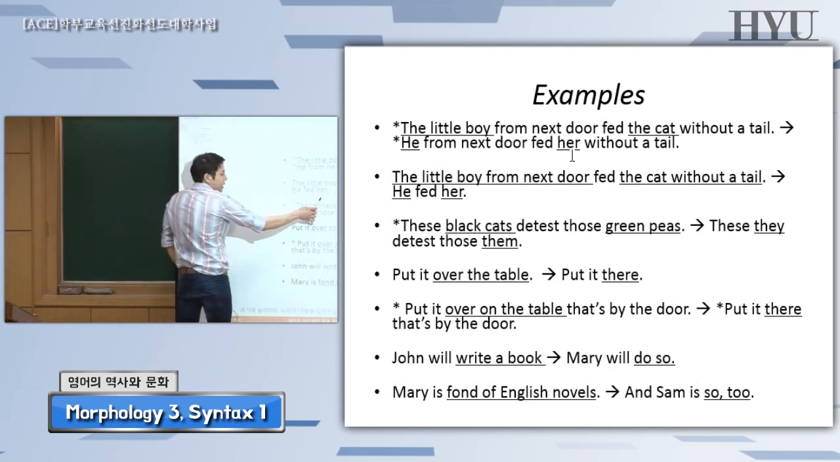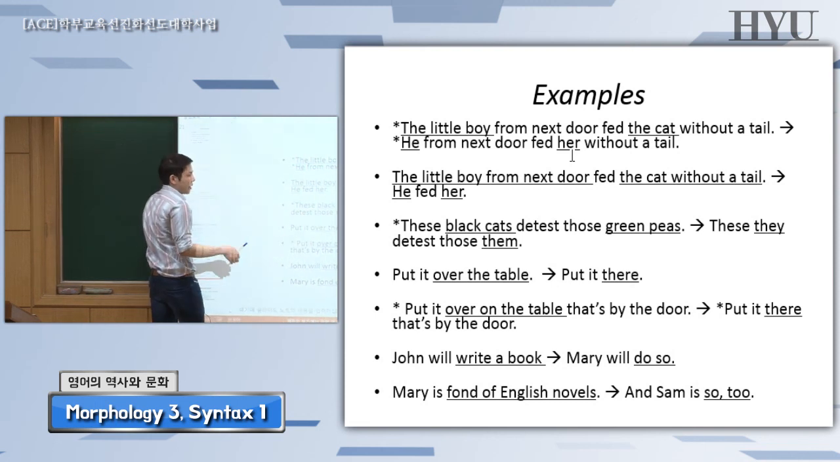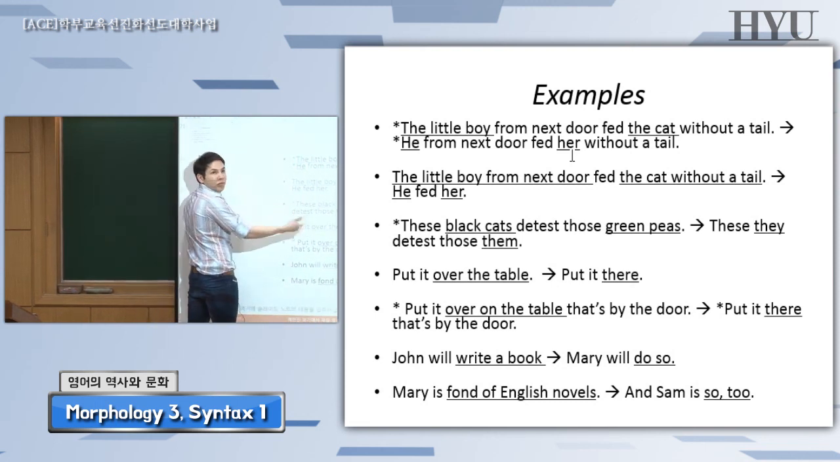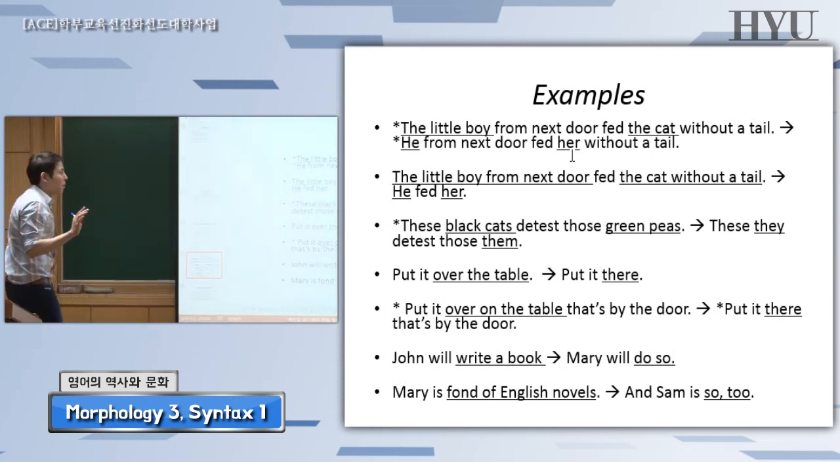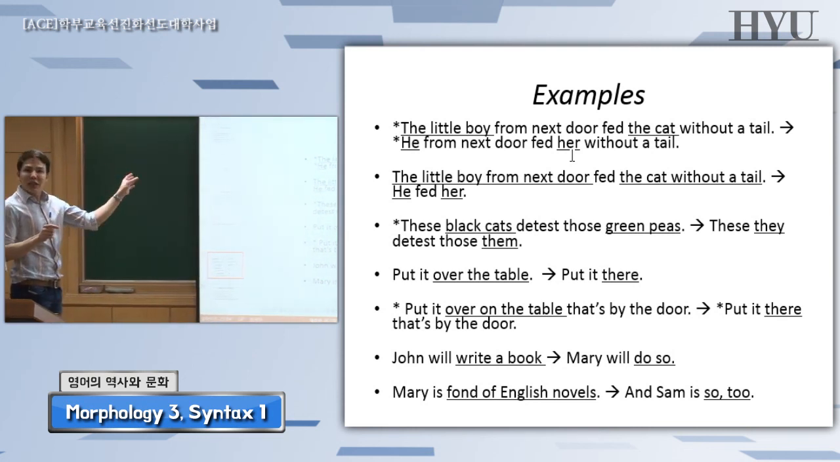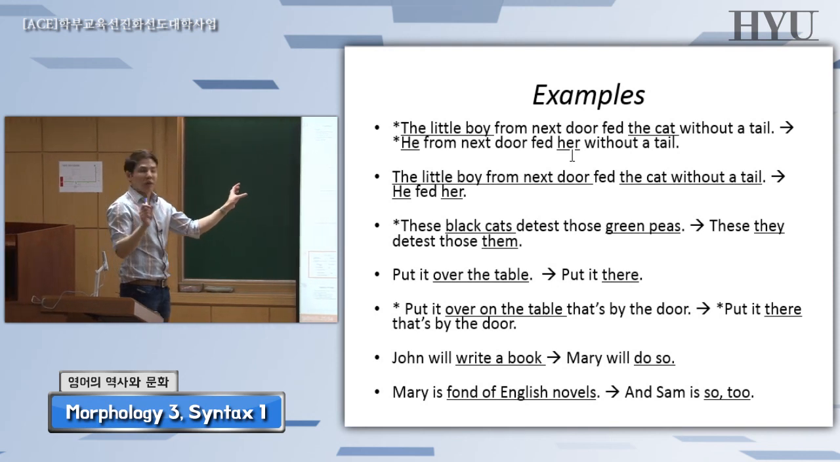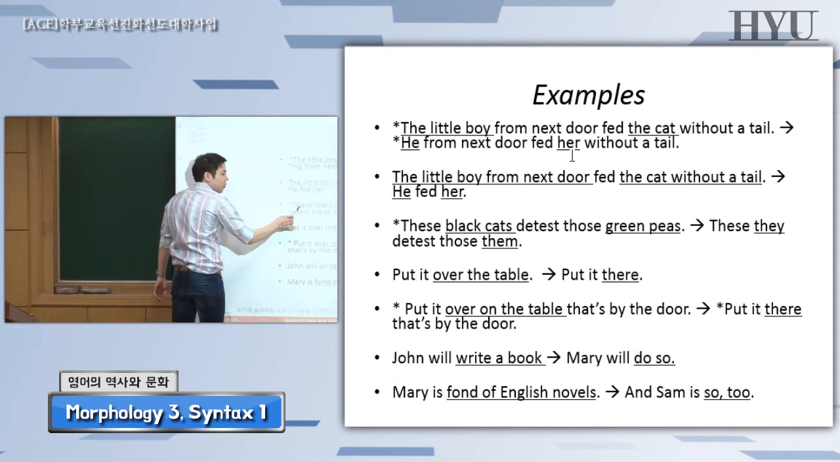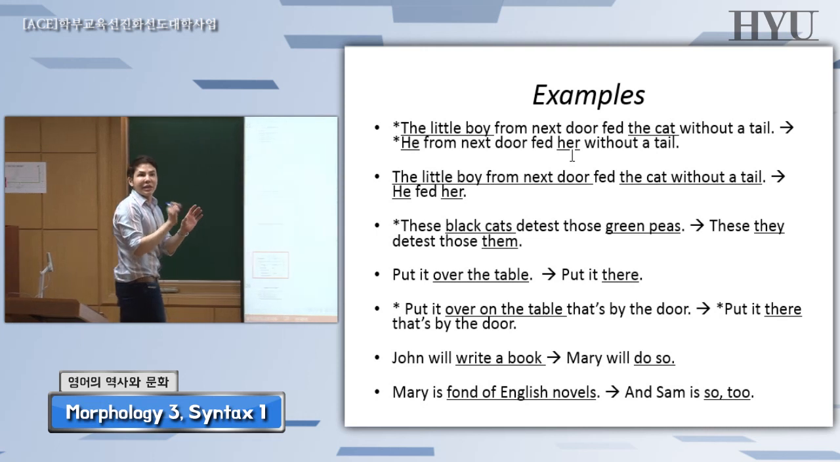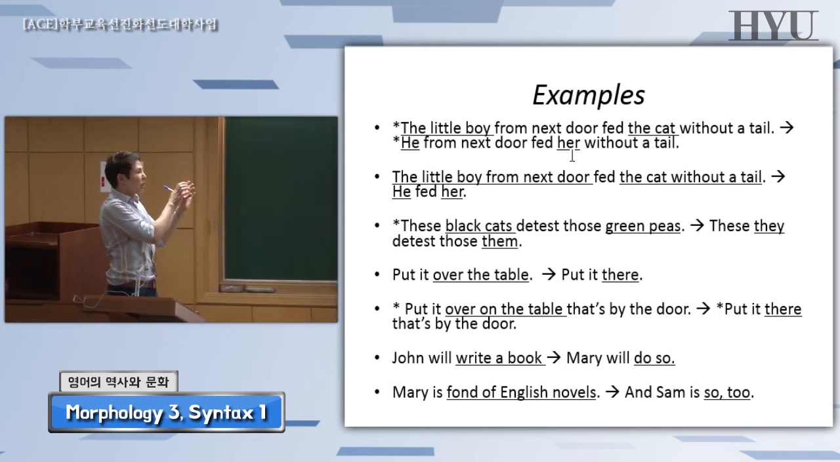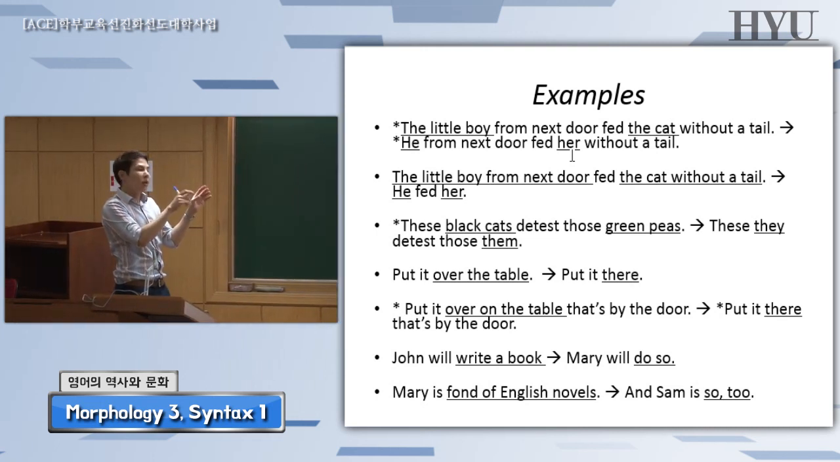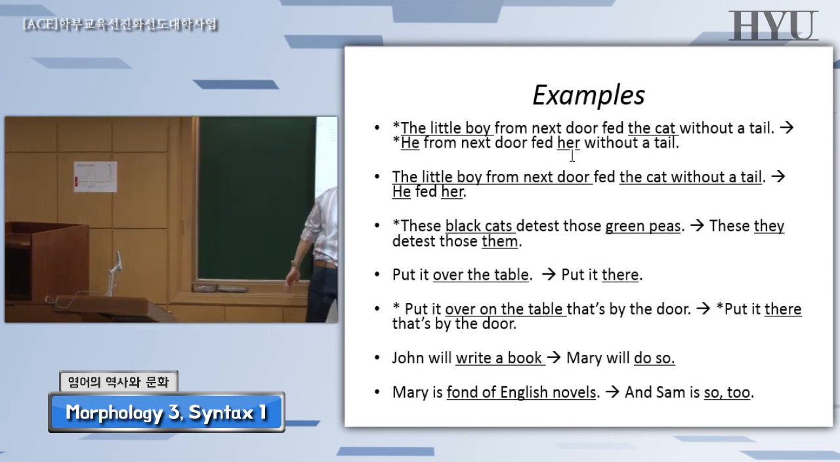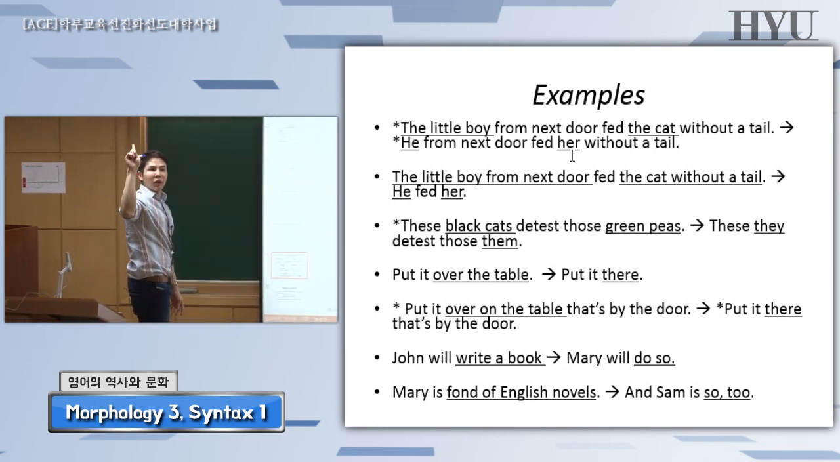and I substitute the black cats with, let's say, them or they. These they doesn't work. It's not acceptable. So black cats, just black cats is not a constituent. You have to include the word these. Remember, these is a determiner, right? So determiner must go with a noun. So the whole thing here, these black cats is one constituent.